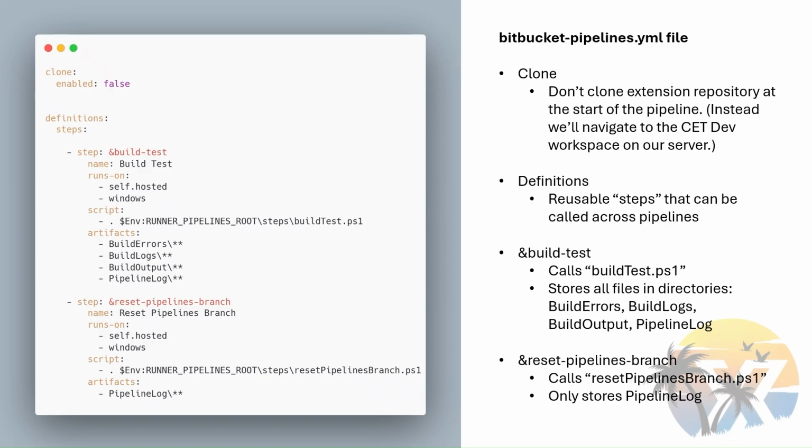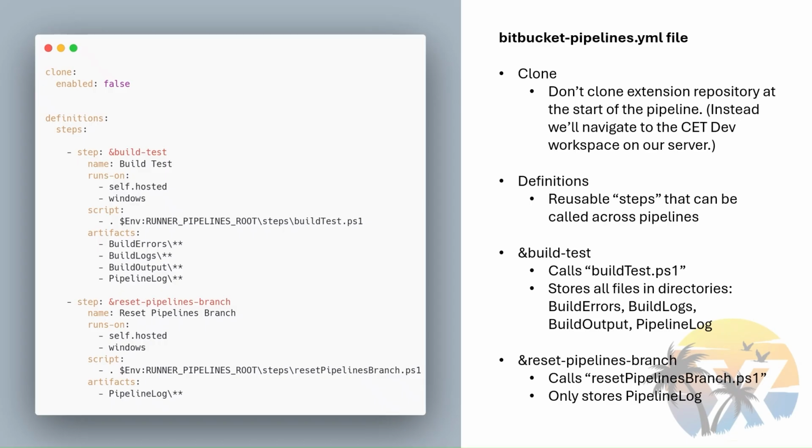What I'm saying here is don't clone anything, because if you think back to earlier, you'll remember how with our server we have CET Developer already installed, and we have a CET Dev workspace already set up on our machine. So instead of cloning, we're just going to navigate to our workspace, the existing Git workspace on our computer, and then we're going to do things like git fetch, git pull, git reset, stuff like that in order to make sure we're working with the latest code.